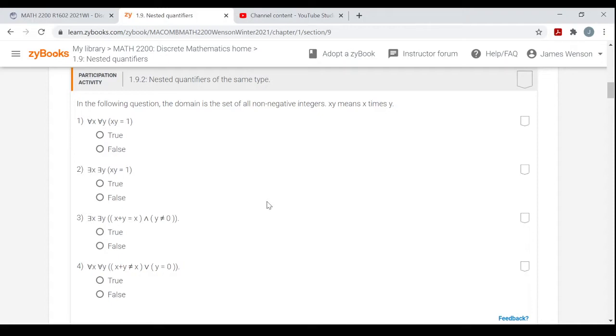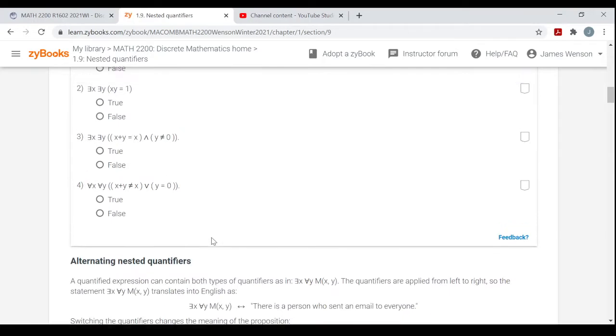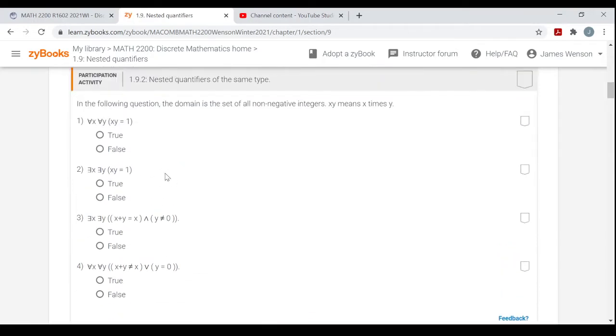All right, so I'm going to go to some paper here, and we'll talk about these statements. I'll go through the first couple, maybe the first and the third one here. In the following question, the domain is the set of all non-negative integers. So that means 0 is included, right? 0 is not negative either. X y means x times y.